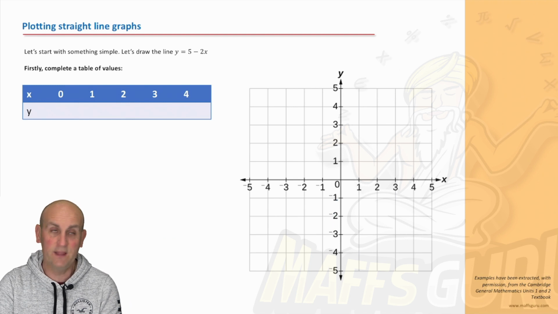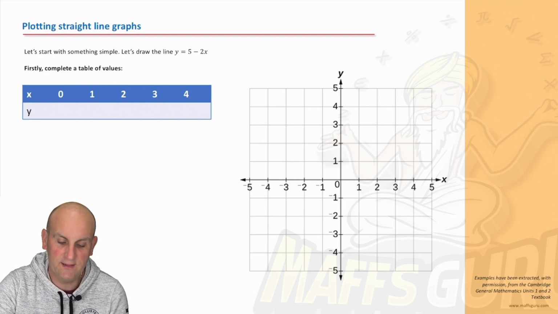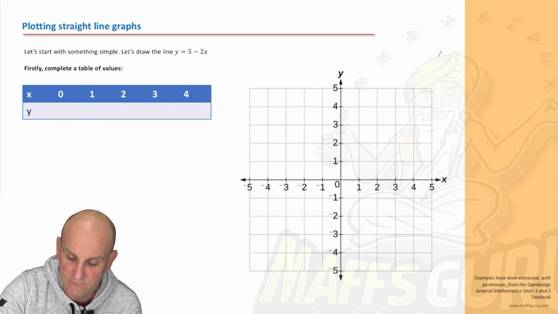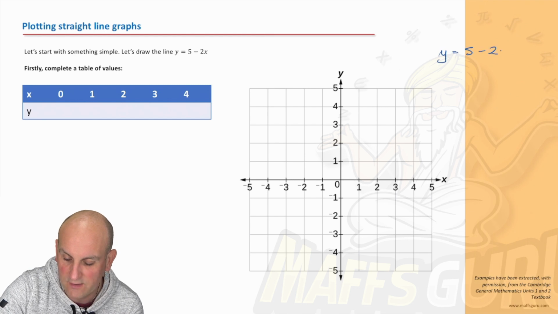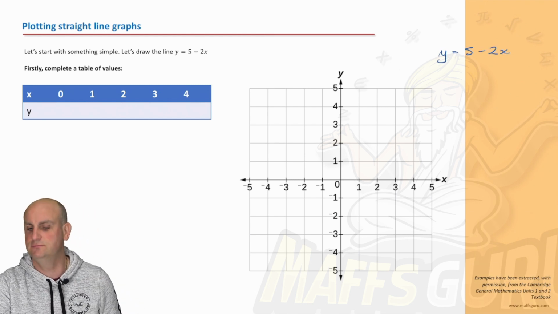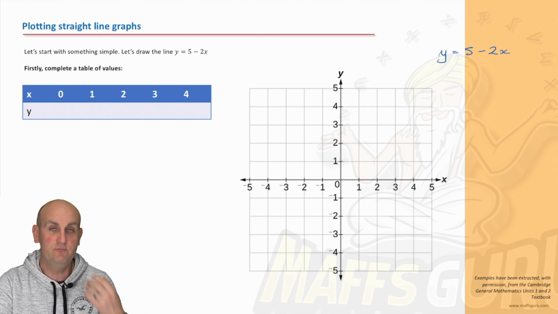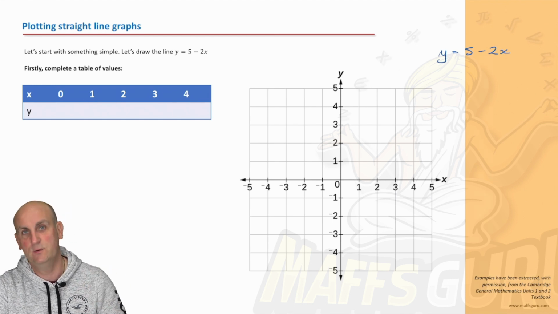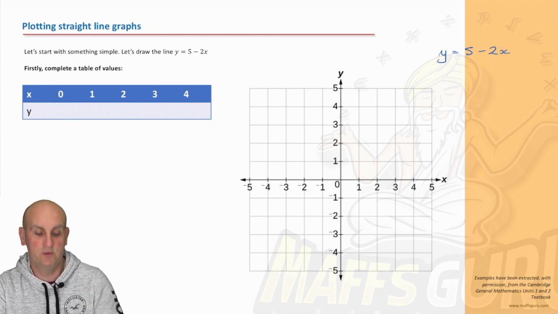And another one. They try and trick us. Why do they try and trick us? Because now we're going to have y is equal to 5 minus 2x. Ooh. Now, although it's been written the other way around, doesn't matter. We just have to make sure we do the math in the order that it's shown.